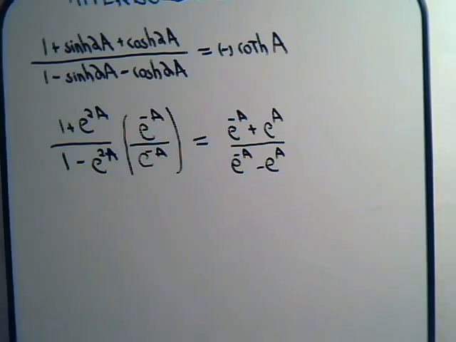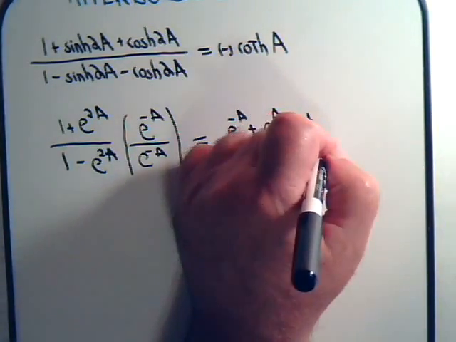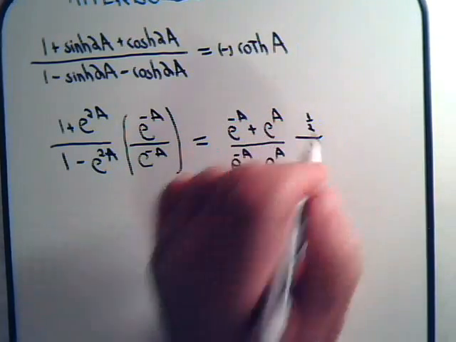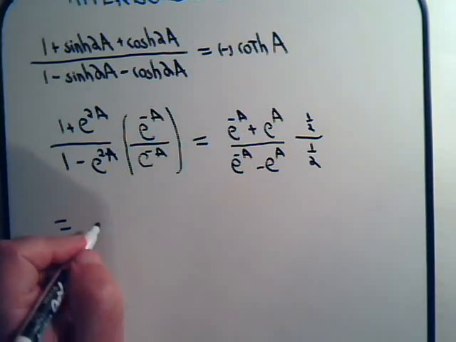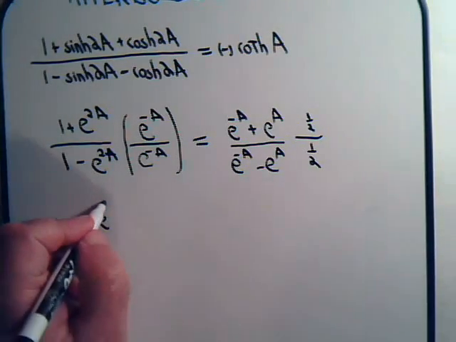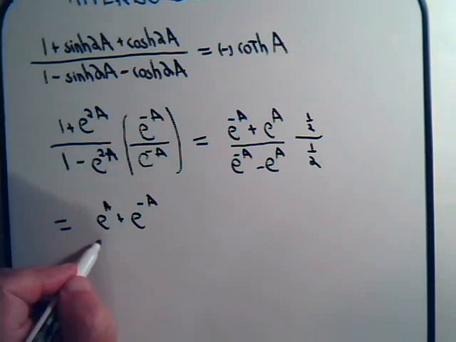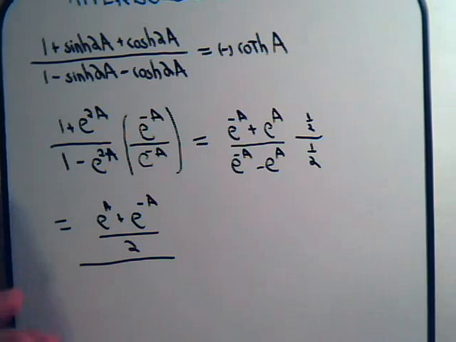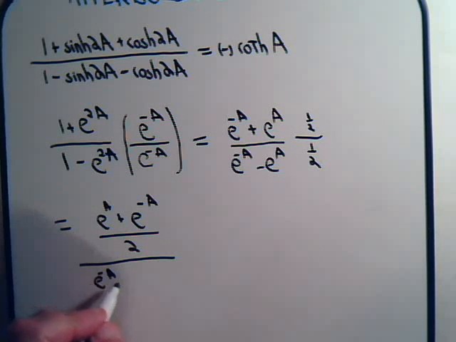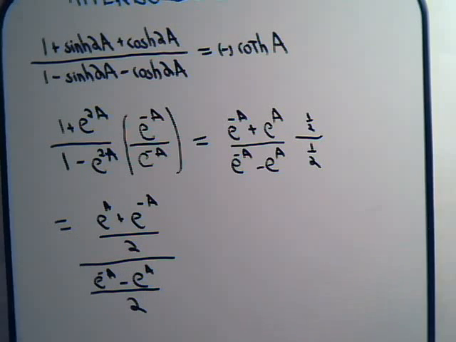Let's just write it like this to make it more clear. Suppose we multiply top and bottom by 1/2. So here we would have e to the a plus e to the minus a divided by 2, divided by e to the minus a minus e to the a divided by 2.